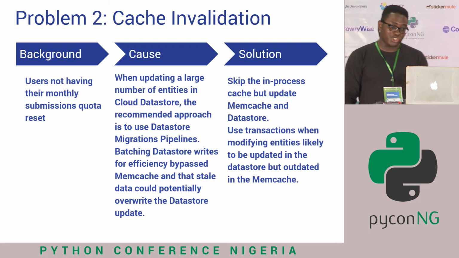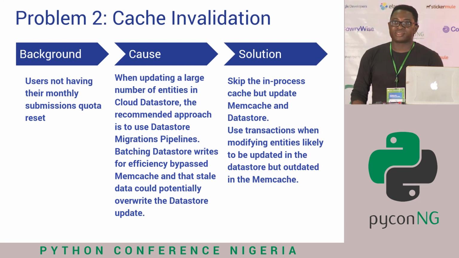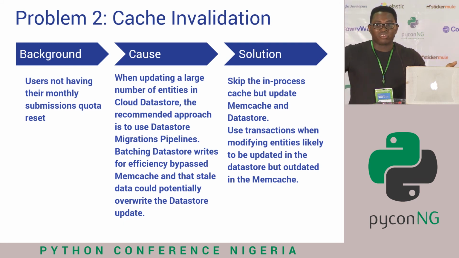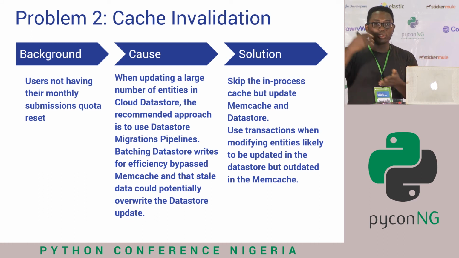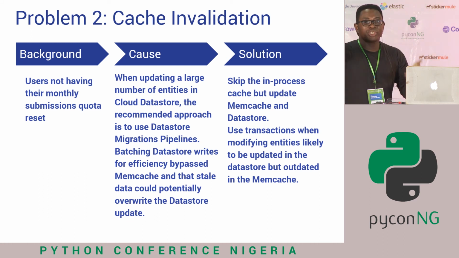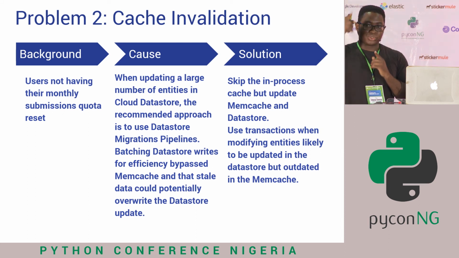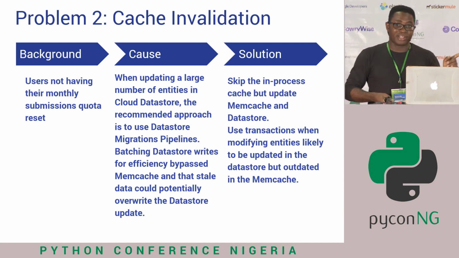But there's an issue, because when you do this, the efficient way of persisting your changes is to batch all your writes at once. So you don't write for each user. When you fetch 100 users, you update them and write them at once; you don't write them individually. But when you batch, it writes straight to the datastore and bypasses memcache.